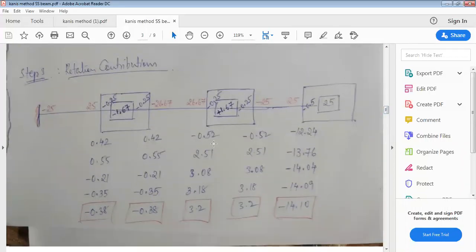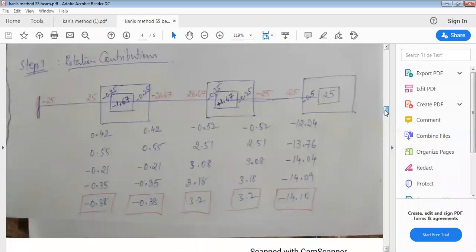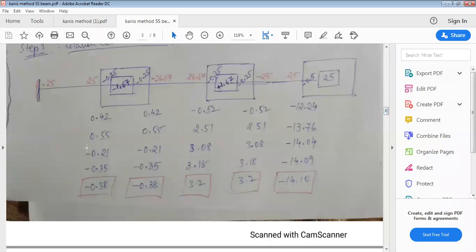Minus 0.52. Similarly, here also I will get the same. Here how I will get: minus 0.5 into 25 plus the rotation contribution at far end, minus 0.52. So I'll get minus 12.24. This is for one iteration. How many iterations do I need to do till the difference between two iterations is negligible? At the fifth iteration, I'm getting negligible values.